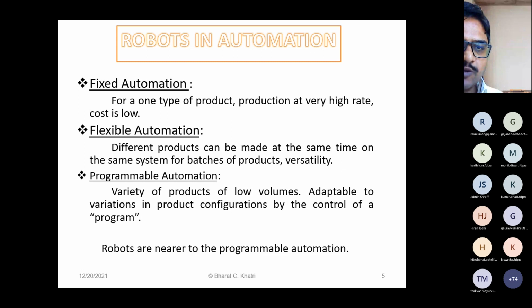The second one is flexible automation, where different products can be made at the same time with the same system, but in batches of the product. And the third one is programmable automation, where a variety of products in low volumes can be produced, adaptable to variation in the product configuration. So you can change the product configuration also. Robots are near to programmable automation, so they lie in the field of programmable automation.